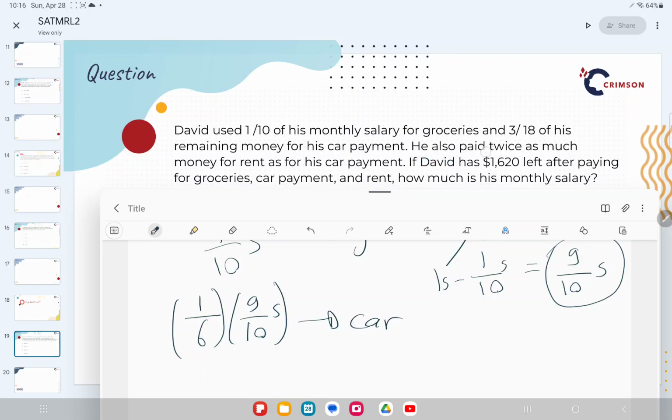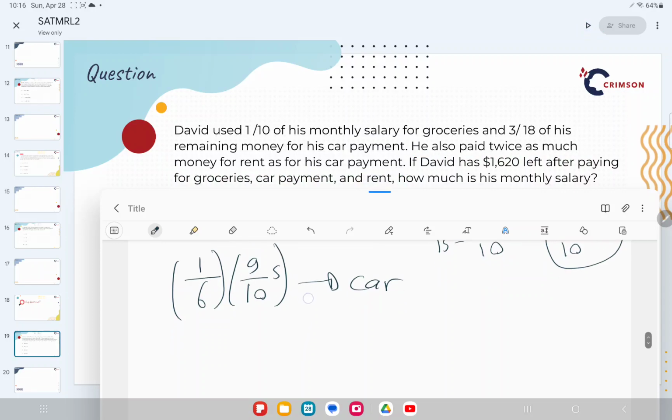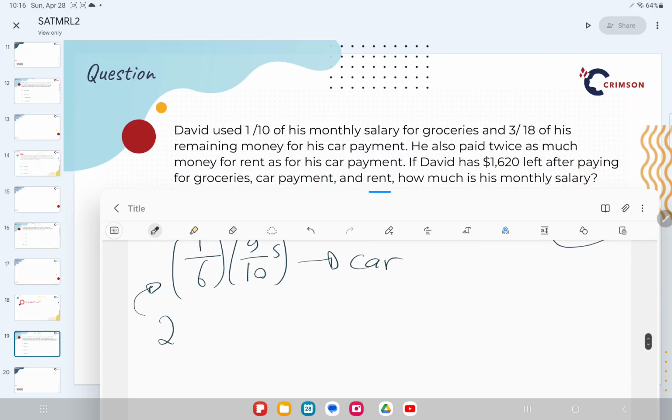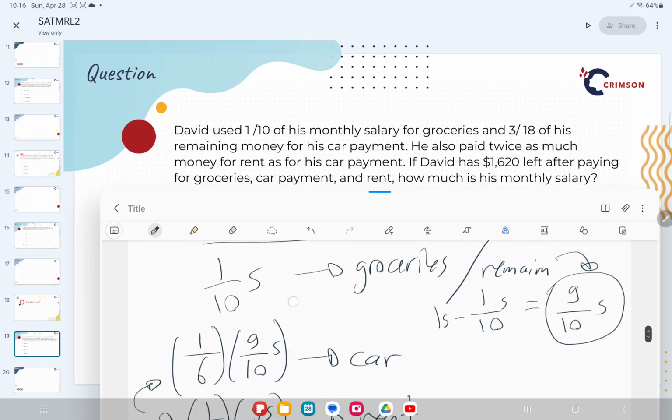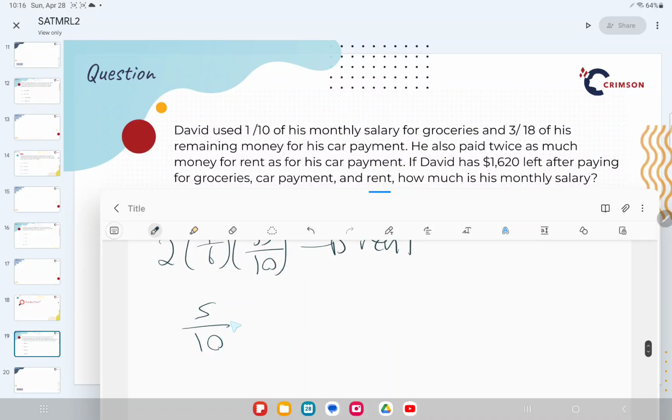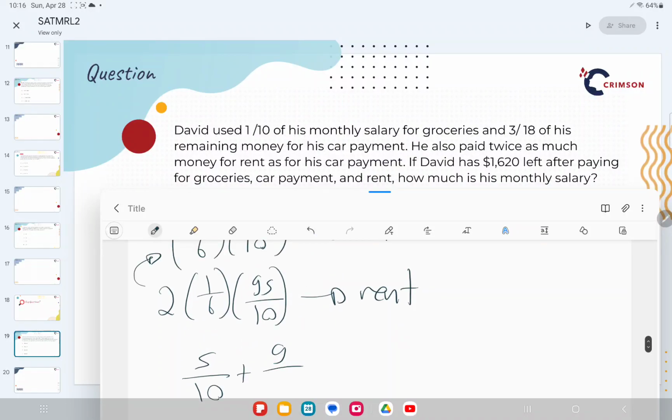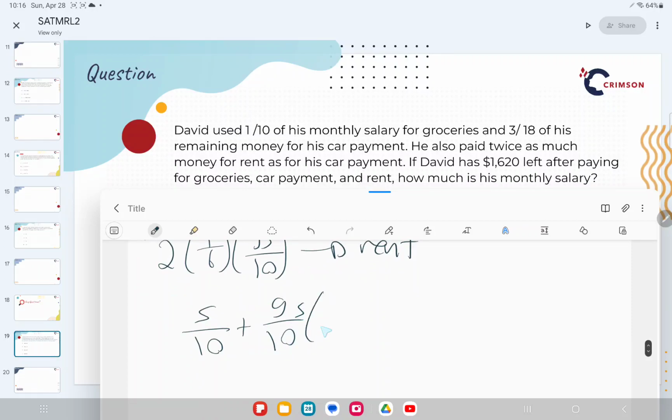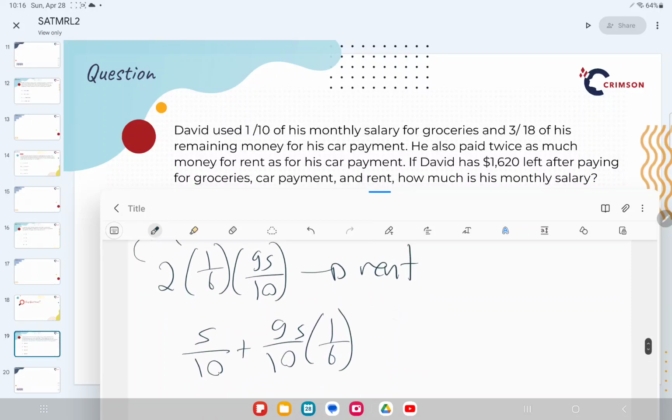Now, he also paid twice as much money for rent as for his car payment. So now I'm going to pay twice as much as this one. So 1/6 of 9/10, this is for the car, and for rent it's twice that. So what's this going to be? 9/10 times 1/6 plus 2 times 1/6. Sorry, not plus.